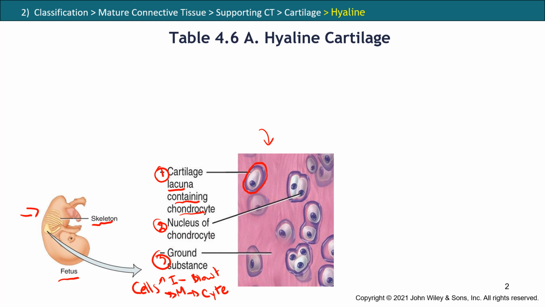In addition to that, your textbook shows you here that you have ground substance. And what else do you need? You need a fiber, and in this case it will be collagen. So these are some of the major components that you will find in the hyaline cartilage. And later we will cover more types of cartilage.